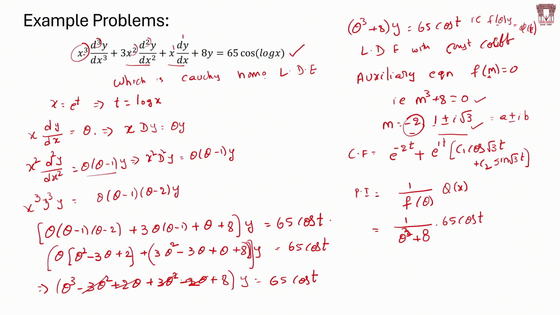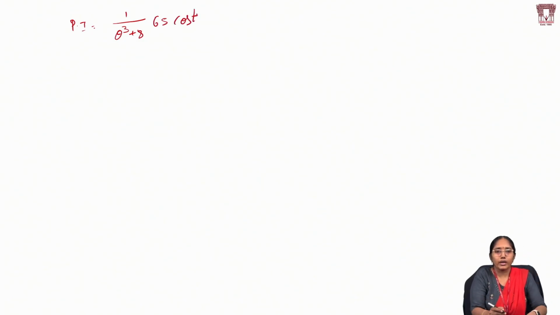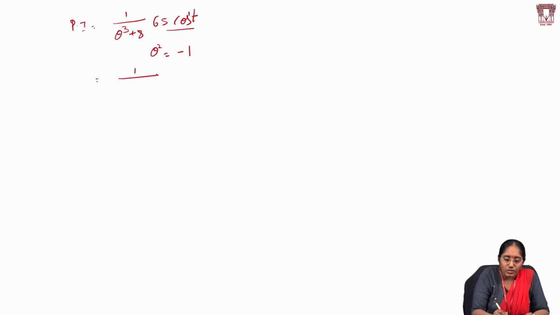How do we solve by method 2? Method 2 is where, in place of Q of x, we have either a sine or cosine function. So the particular integral is 1 by theta cube plus 8 into 65 cos t. In this case, Q of x is of the form cos t. So replace theta square as minus a square, where the coefficient of t is 1, so that is minus 1.